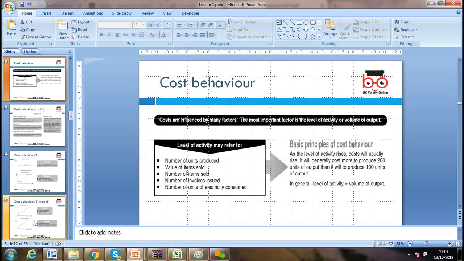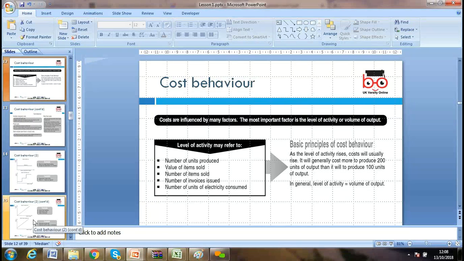So next our discussion will be cost behavior. Costs are influenced by many factors. The most important factor is the level of activity or the volume of output. So the basic principle of cost: if you buy more chocolate, it costs you more, yes? Because it's a variable cost, the cost will change. If you spend more time in the shopping store, it costs you more because you're buying more; as the level of activity increases, the cost will increase.